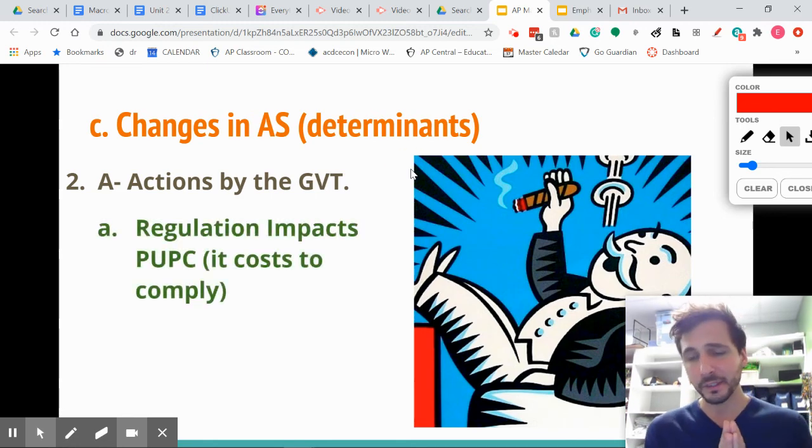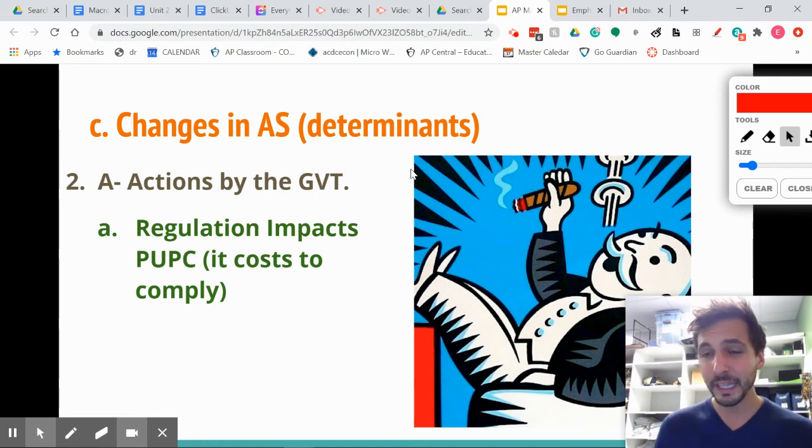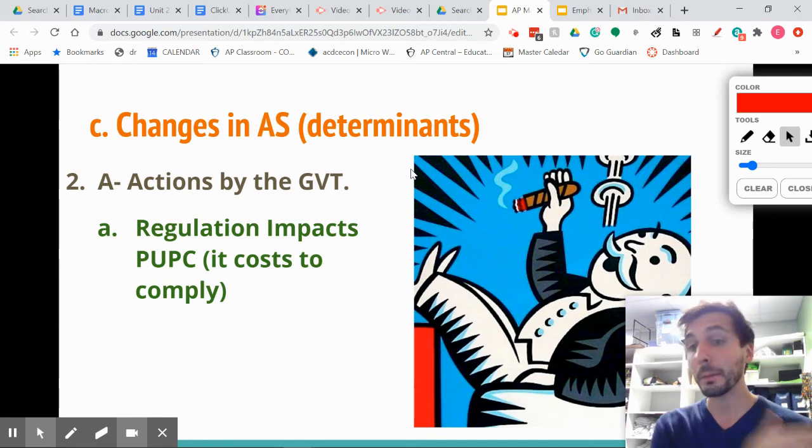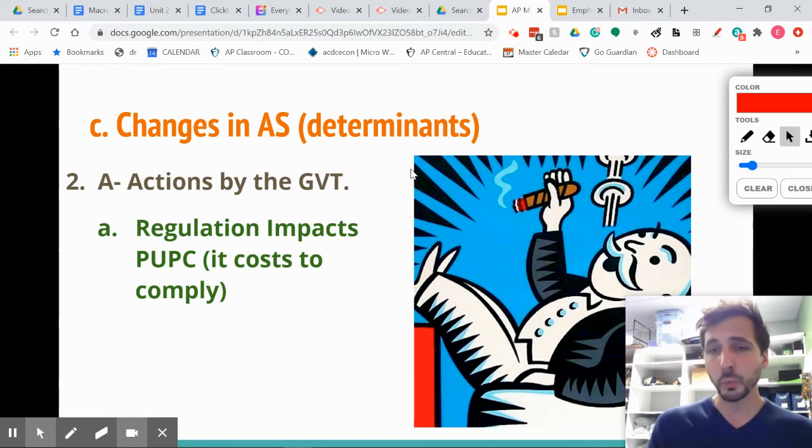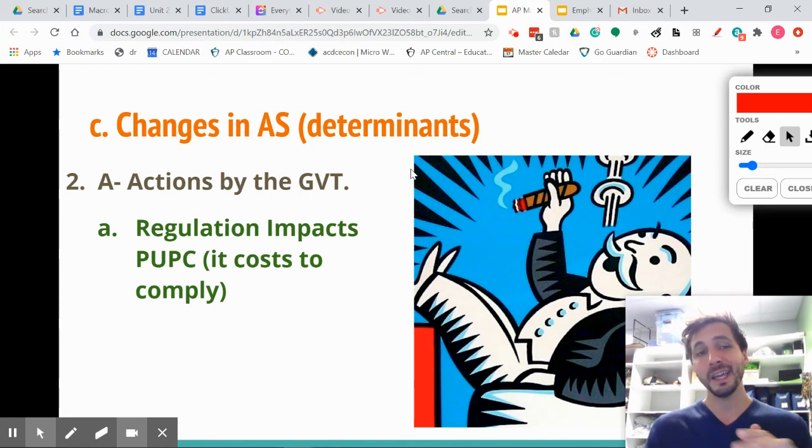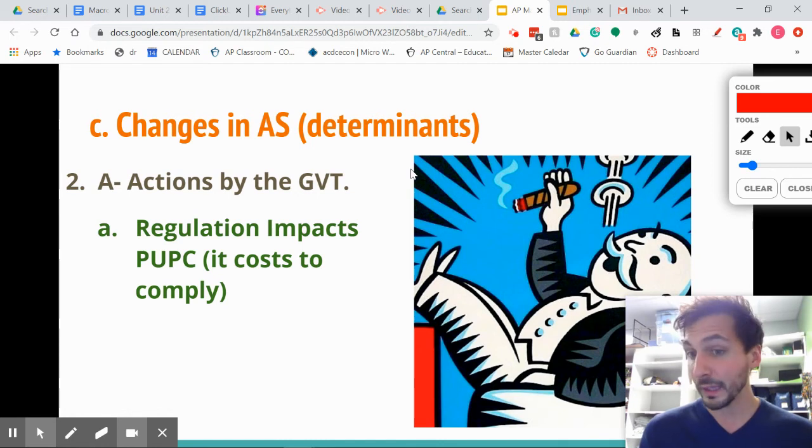The government can do a couple of things. They pass regulation. Generally speaking, whenever there's a new regulation, you can assume it's bad for business. The saying goes that regulation costs to comply. So whenever I have to comply with a new regulation, it's going to cost me money. Even if I don't actually have to pay money, I have to pay somebody to help me be in compliance with that new law. So regulations hurt your per unit production costs, or your PUP, and impact the bottom line, and will shift our supply to the left.